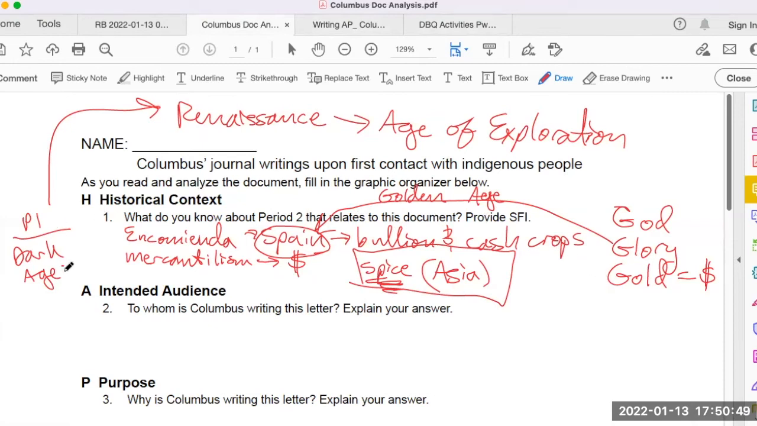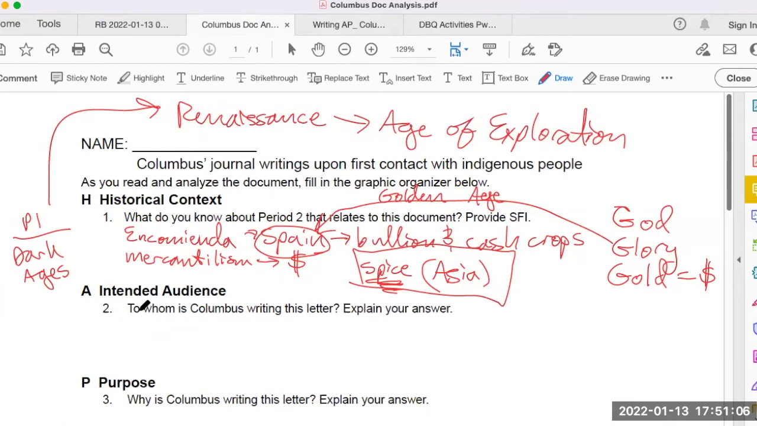the Dark Ages, the Renaissance. Okay, all of that is specific background information about this specific document. Okay, so that is historical context. Now, what about intended audience?